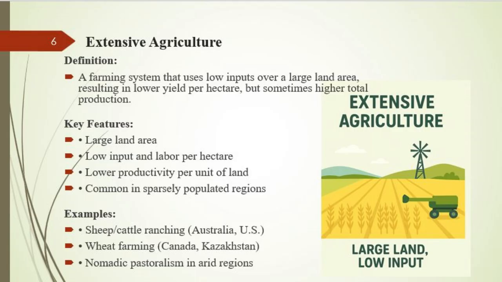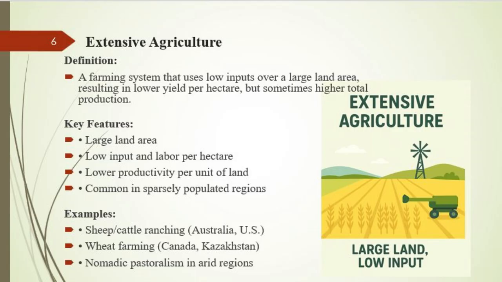Extensive agriculture. Definition. Extensive agriculture is a farming system where farmers use large areas of land, low amounts of labor, and fewer inputs. The production per hectare is usually lower compared with intensive agriculture. Features of extensive agriculture.